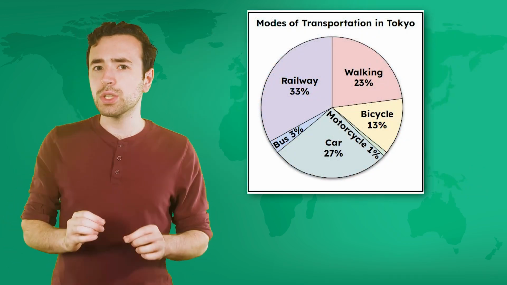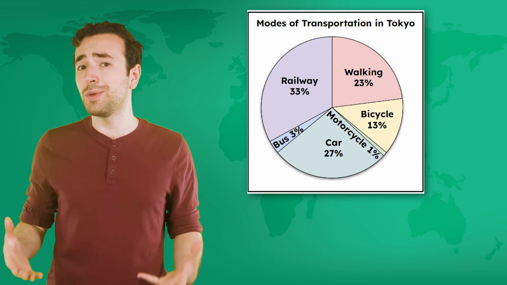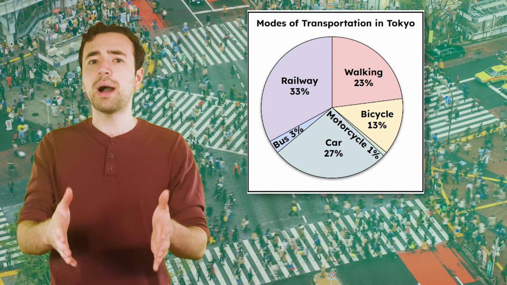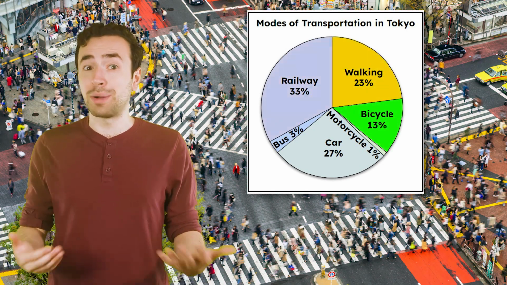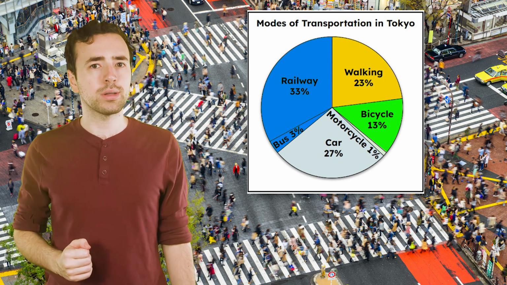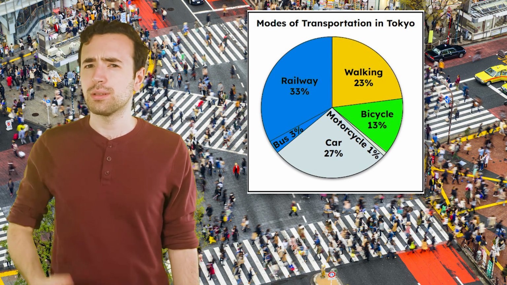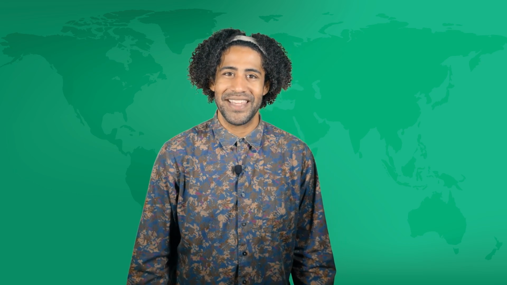But I also noticed that people in Tokyo seem to prefer sustainable modes of transportation. The combined total of sustainable options like walking, biking, and public transportation outweigh the amount of individual cars. I wonder if that makes a difference. You really are becoming a great geographer, Justin.